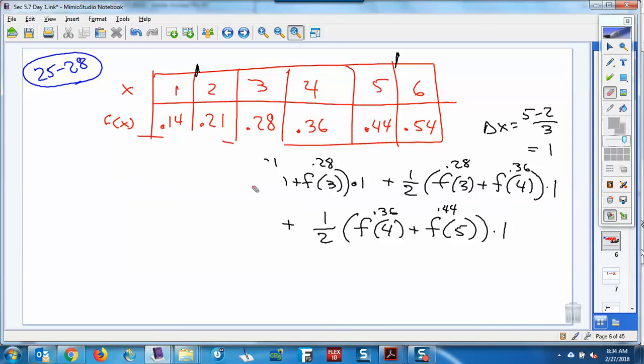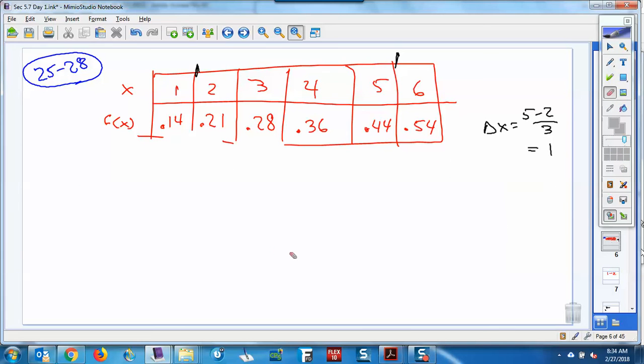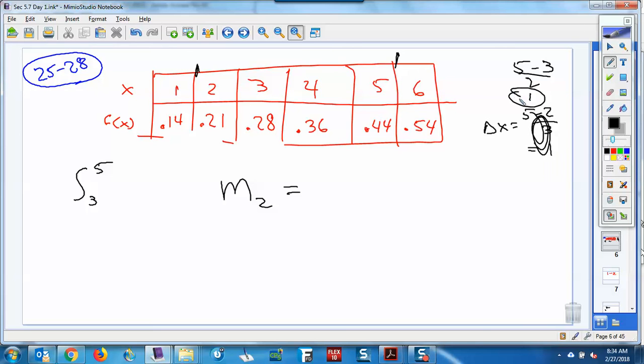Let's look at number 28 there. 28 says midpoint. We kind of shied away from the midpoint, but the midpoint's not awful. Notice, though, that the midpoint one, they change it. They go from 3 to 5, and they say to do 2 subintervals. Okay? All right, well, what's my width? Now it changes. Now it's 5 minus 3 divided by 2, so it's still going to be 1, I guess, isn't it?